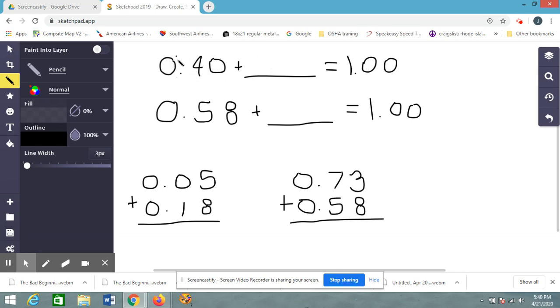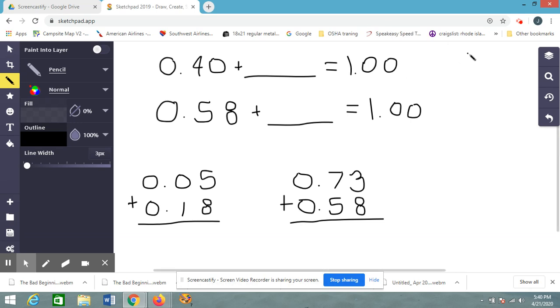We have 0.40. We have 40 hundredths, or again, remember that 0 doesn't need to be there. It's technically like 4 tenths, but we put the hundredths place there, so let's call it 40 hundredths today. We have 40 hundredths plus what equals just one whole. But we know 100 hundredths is going to equal one whole. So how many more hundredths will we need to get 40 hundredths to 100 hundredths, or one whole?